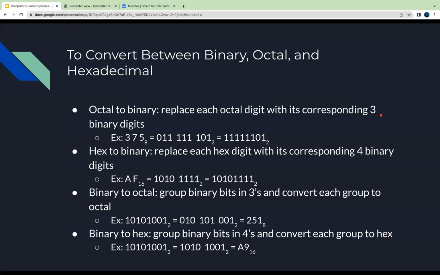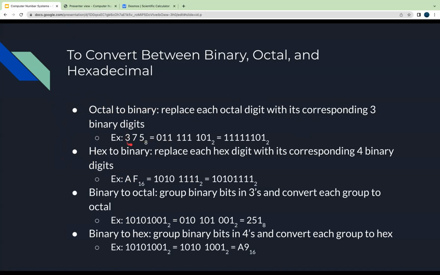Alright, finally, I think we have one more topic. Converting between binary, octal, and hexadecimal. This is actually one of the easier topics, I think, at least maybe the easiest of these. So from octal to binary, all you have to do is replace each octal digit with corresponding 3 binary digits. So for example, if we split 375, then for each digit 3, we have to write that in binary, 0, 1, 1.